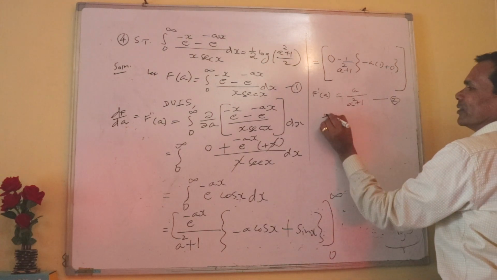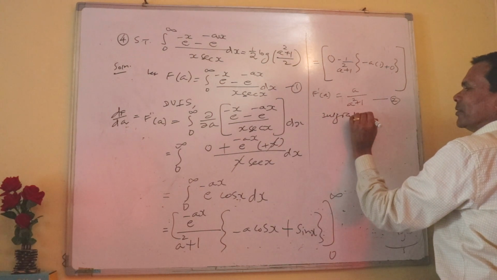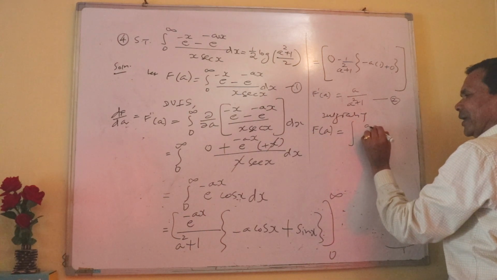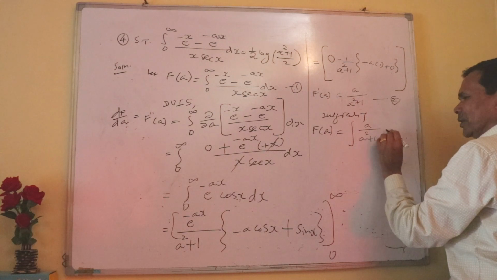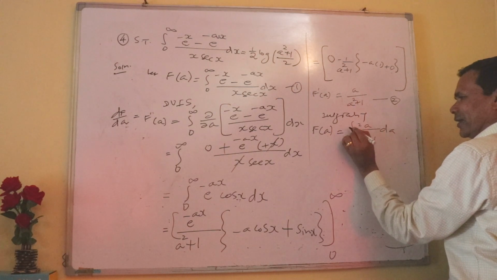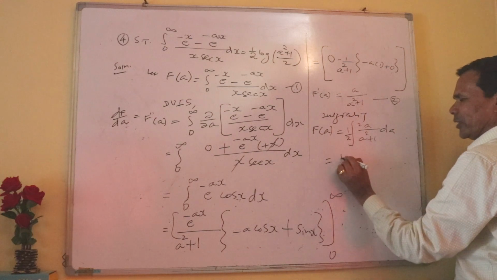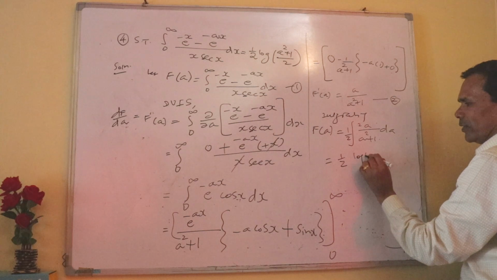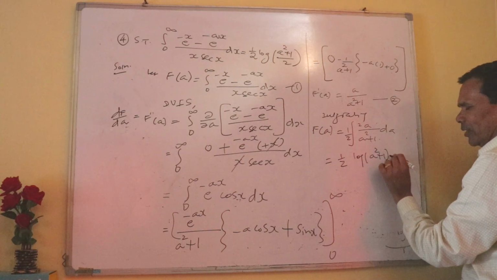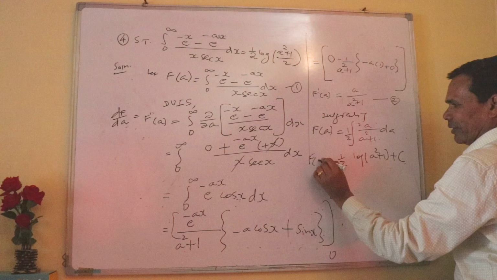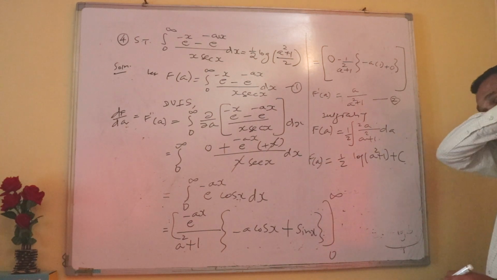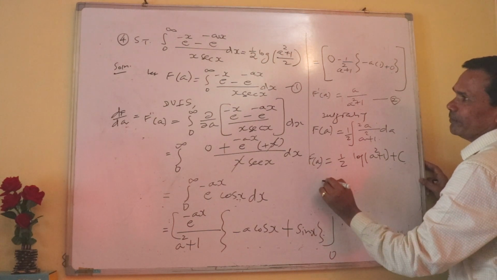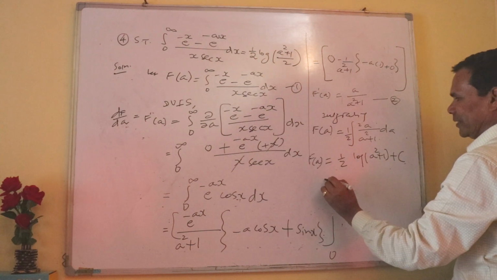We are integrating this. So what happens here? F of a you are getting on the left hand side, and on the right hand side a divided by a square plus 1 with respect to a, and I just adjust 2 here, so it is 1 by 2. Differentiation of this is this, so log of a square plus 1 plus c, and this is f of a.